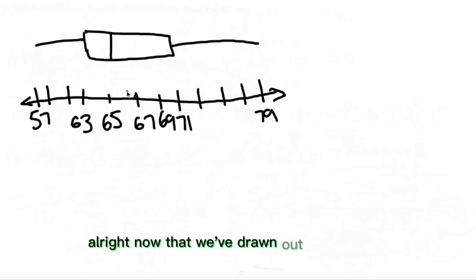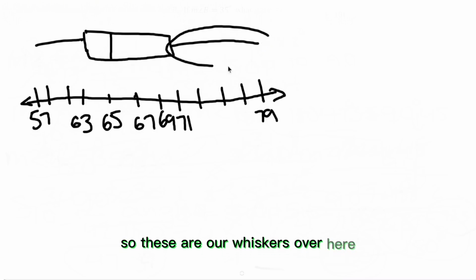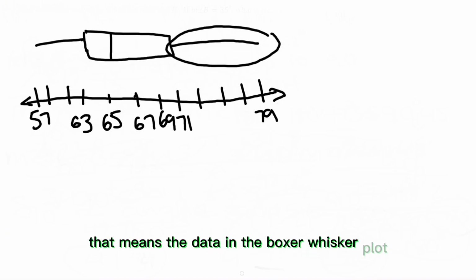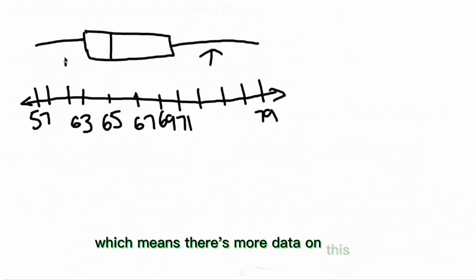Alright, now that we've drawn out our example Box and Whisker Plot problem, let's identify all the factors. So first off, our box is obviously the thing in the middle, this right here. So this is our box. Next, our whiskers. So these are our whiskers over here. So whichever whisker is longer, that means the data in the Box and Whisker plot is leaning towards the other side. So in this case, this side is longer, which means there's more data on this side.